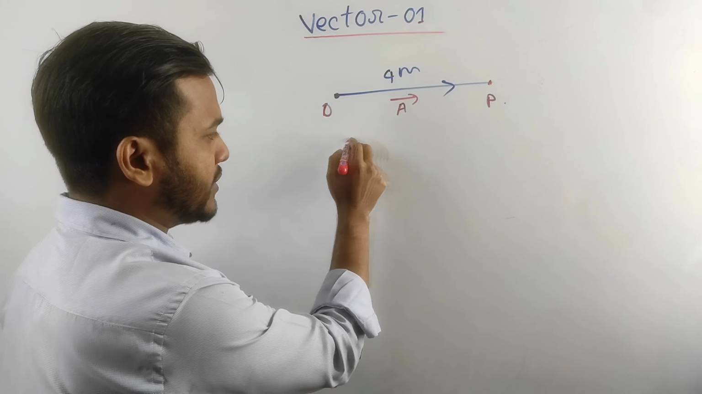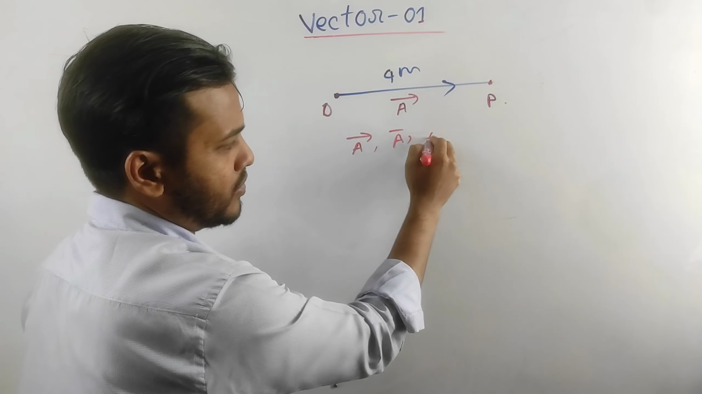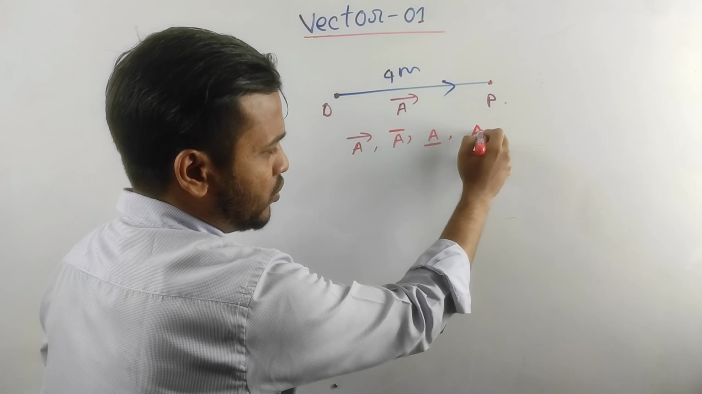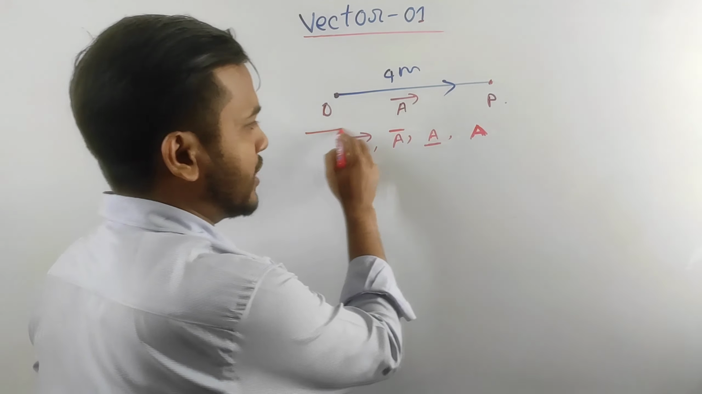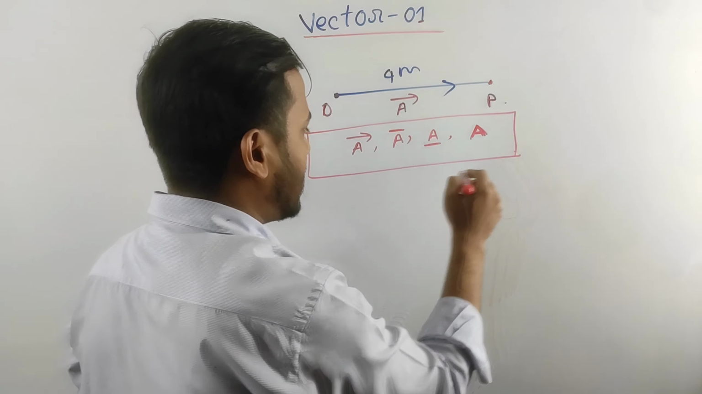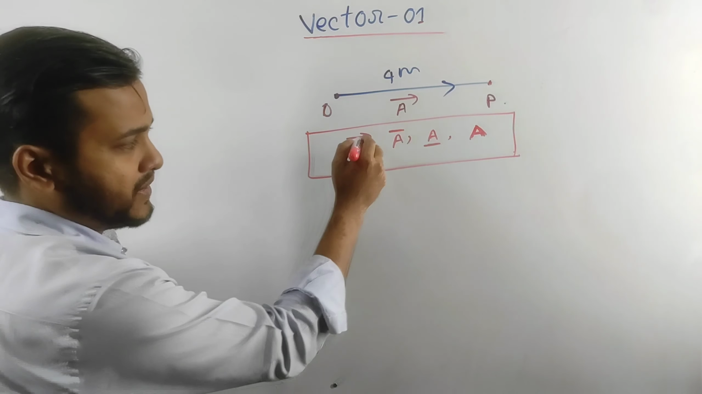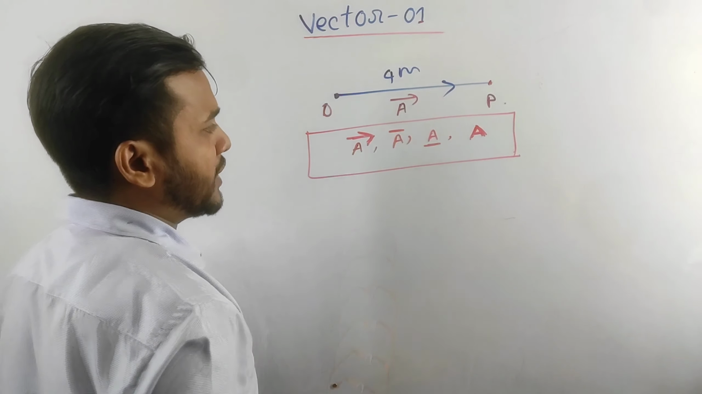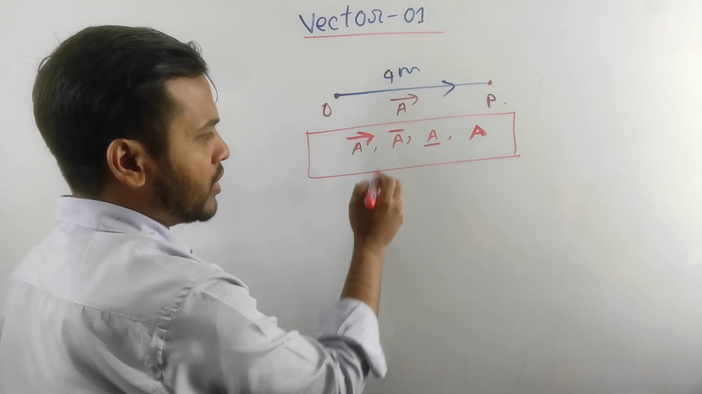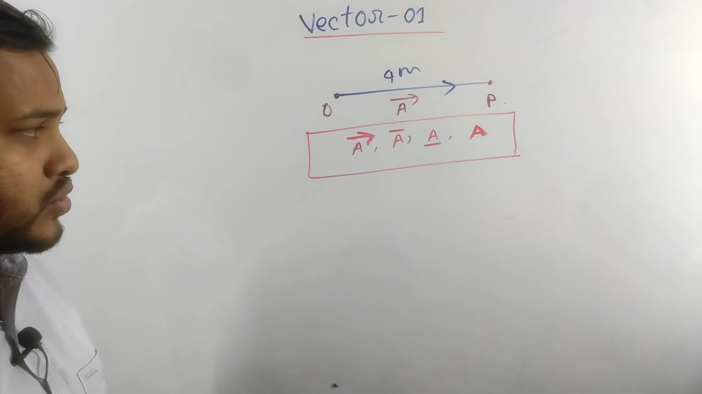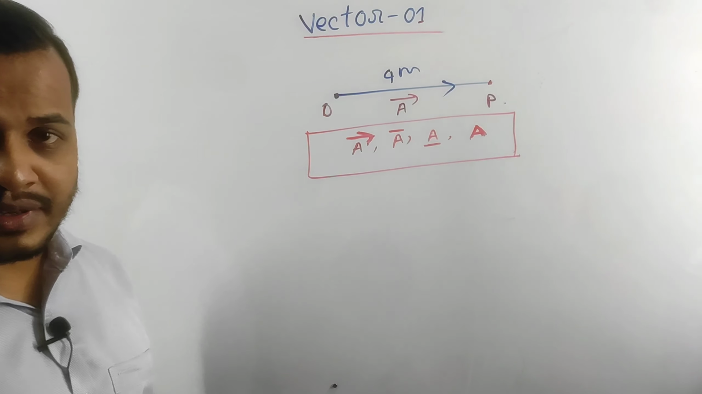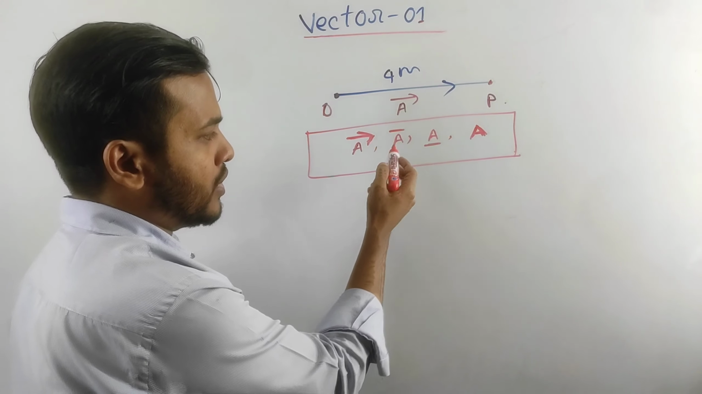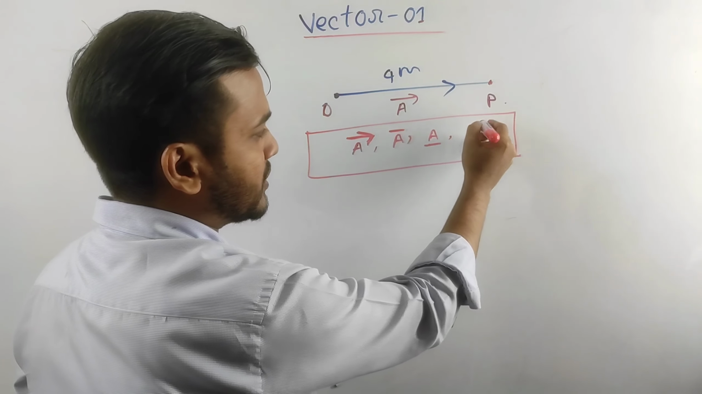You can use an arrow sign like this one, or you can use a bar sign, or you can just write in bold form. So these are expressions of vector quantities. At first you should know the expression or notation of vector, I mean in which symbols we can express vector quantities. There are majorly four symbols or four styles: you can use an arrow sign, or a bar up or down, or you can use a bold form.